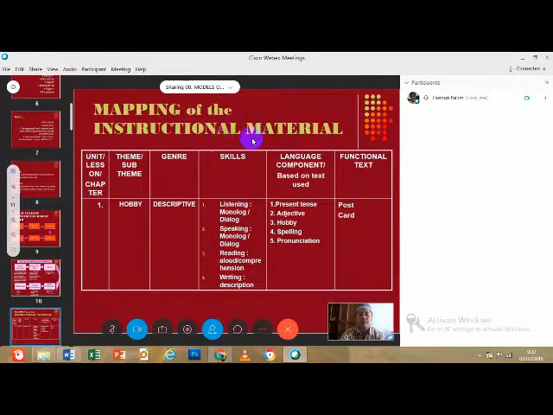Mapping of the instructional material. Unit or lesson or chapter 1. Theme or subtheme is hobby. Genre is descriptive. Skill, listening, monologue or dialogue. Speaking, monologue or dialogue. Language component, present tense, adjective, hobby, spelling and pronunciation. Functional text, postcard.